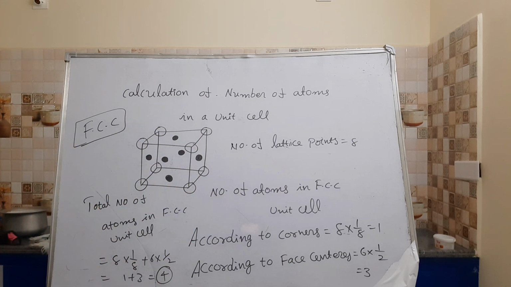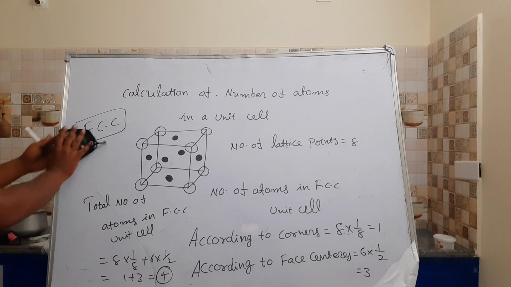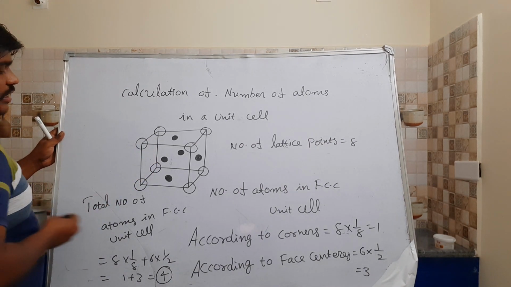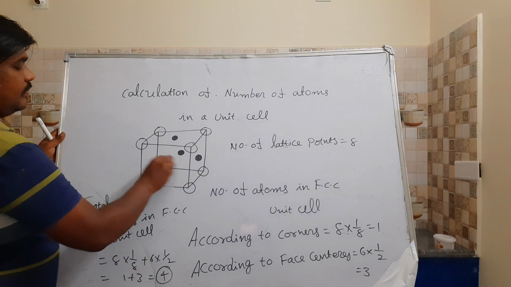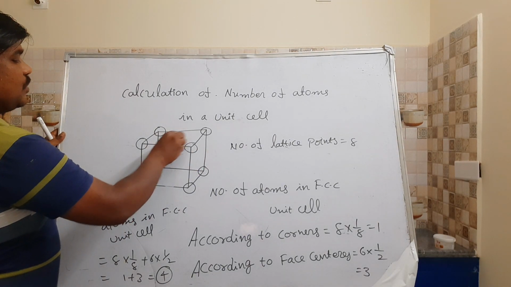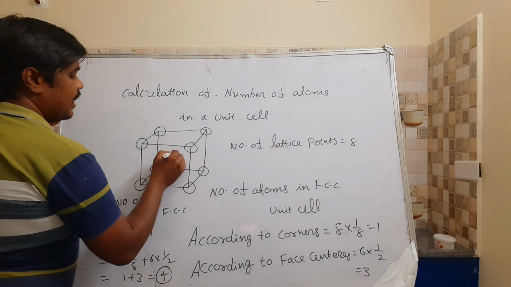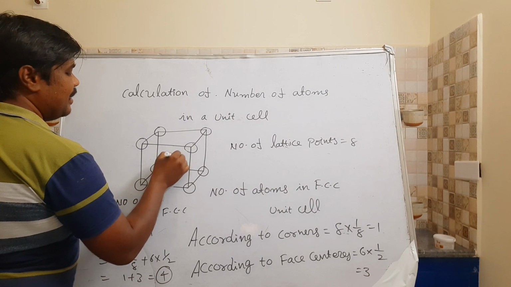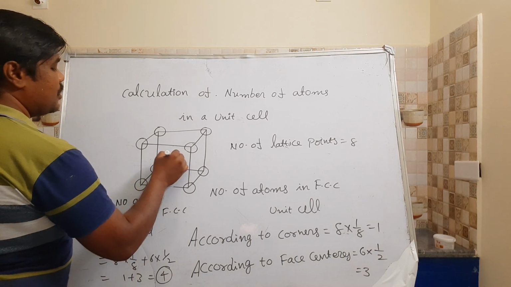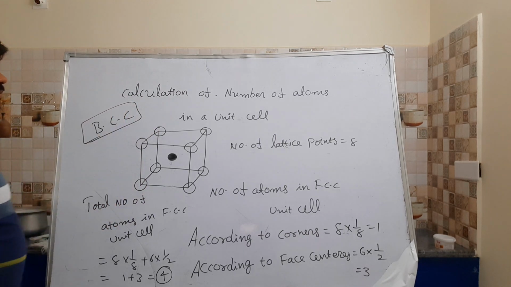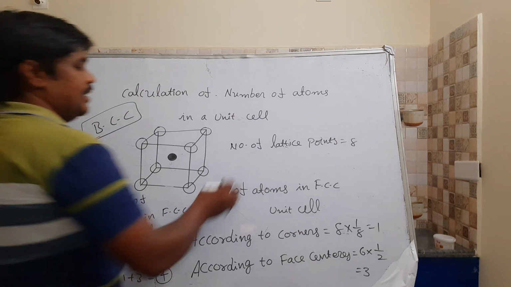Then I am going for BCC now. BCC in the sense what? Along with these corners, another single lattice point is at the body center. This is nothing but BCC, right?